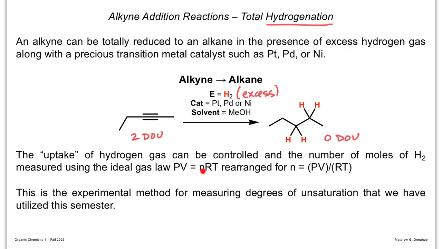And so experimentally, this is the reaction that's classically run to determine the degrees of unsaturation in a molecule. And that uses the ideal gas law, PV = nRT. You kind of rearrange that to n. So that can measure degrees of unsaturation experimentally.